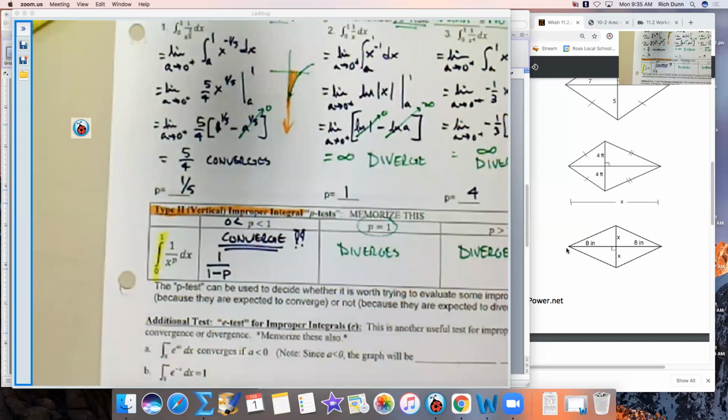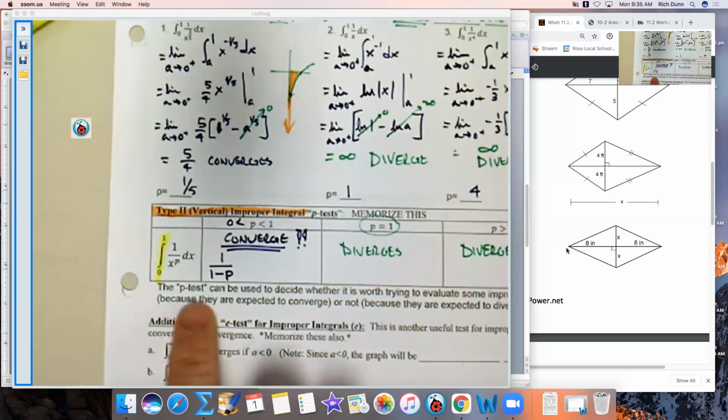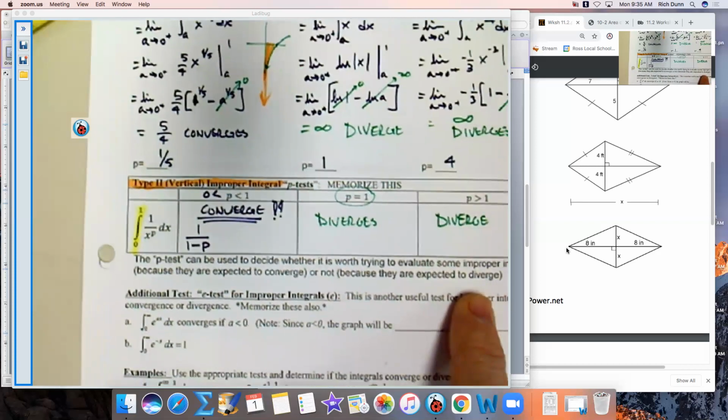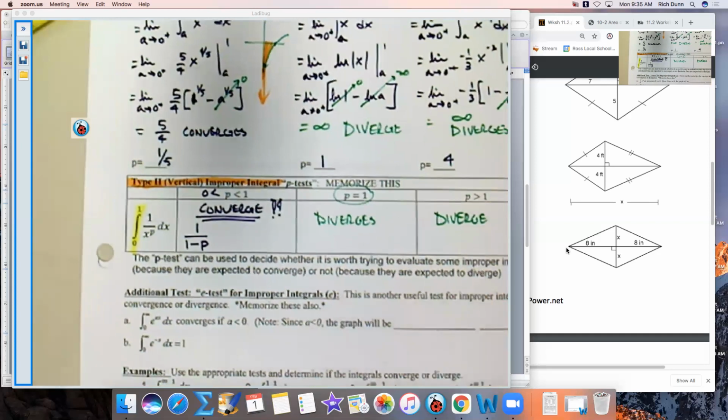Quick little note here, the p-test can be used to decide whether it's worth trying to evaluate some improper integrals, because they're expected to converge, or not because they're going to diverge. Okay, so simple little test.